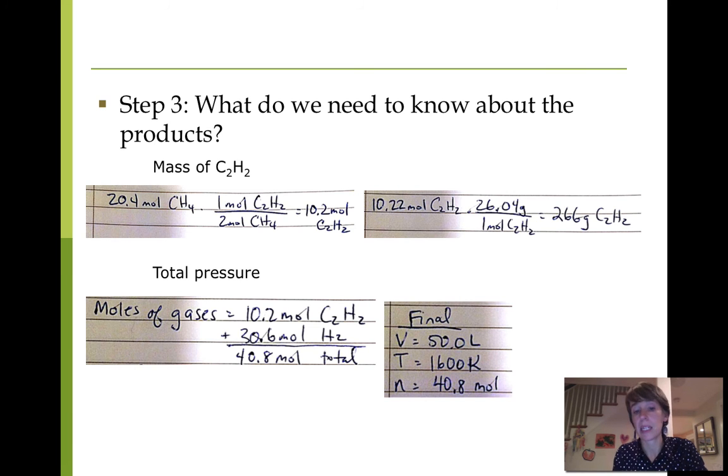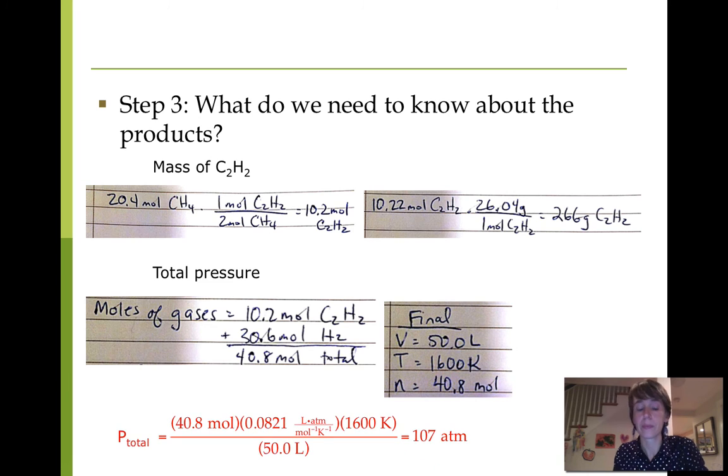We'll keep talking about this, but with gases, it doesn't really matter whether it's acetylene or hydrogen or something else. They kind of all behave in the same way, so we can complete this ideal gas law calculation just using the total amount of moles of gas. And from there, it's simply plugging into the equation solving for P. So we've got our n, our R, our T, and dividing by our volume to give us 107 atm of pressure.